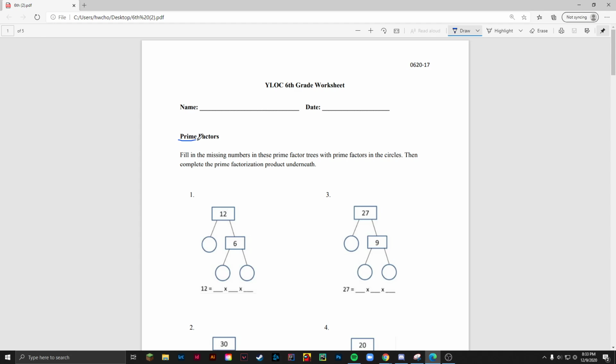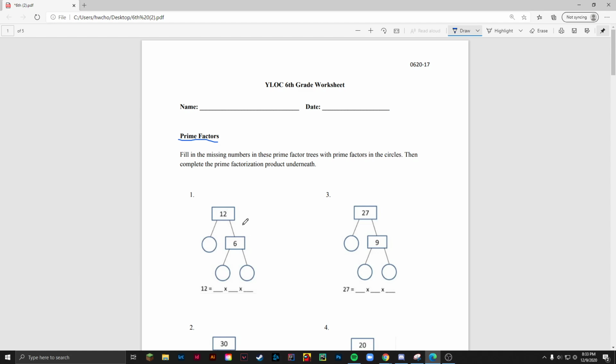The first page is about prime factorization, and it says to fill in the missing numbers in these prime factor trees with prime factors in the circle. Then complete the prime factorization product underneath. So it wants us to fill in the missing numbers for the prime factorizations, then complete the prime factorization underneath. This is super simple.